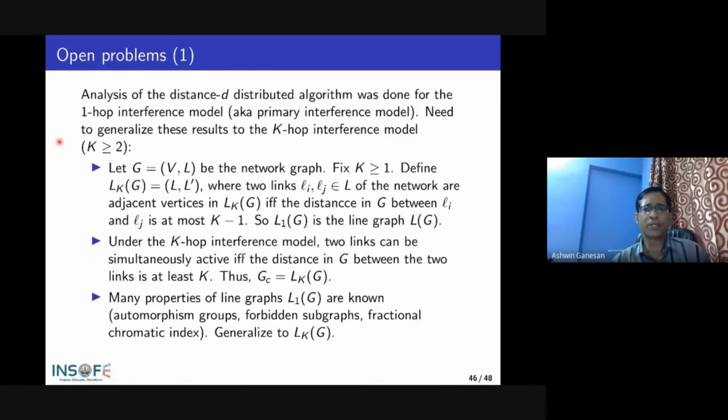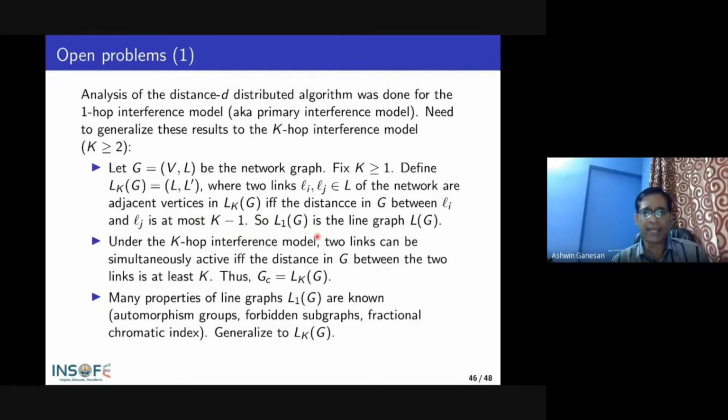And now you can generalize these results to the k-hop interference model. So you're given a graph G, you fix k to be at least 1, and you define a graph Lk of G, that's your conflict graph, where the vertices are the set L of links in the network graph, and 2 links, Li and Lj of the network, are adjacent vertices in Lk of G if and only if the distance in G between Li and Lj is at most k minus 1.